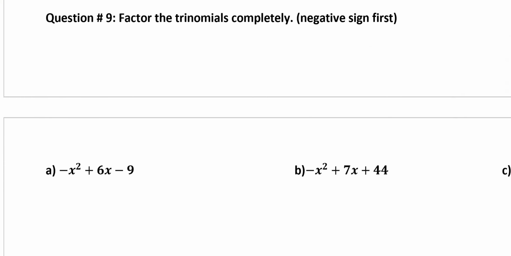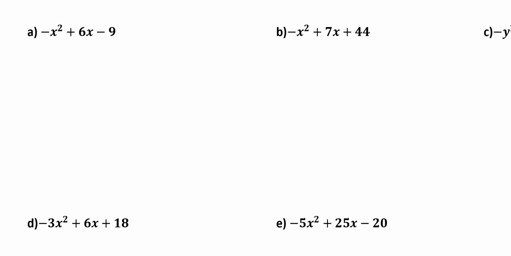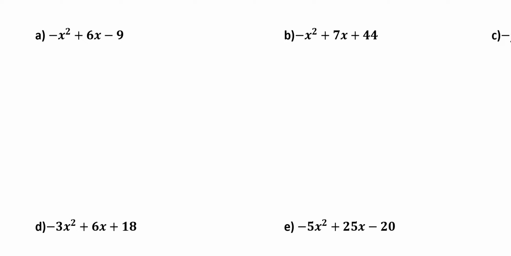Okay, for question number 9, I will continue to factor trinomials, but for these problems, I need to factor out the negative sign first. Let's take a look at a few of these problems here. I'll notice that there's a minus sign at the very beginning. So if there's a minus sign at the front of your trinomial, go ahead and factor it out by pulling out a minus sign at the front. If you're pulling out a minus sign at the front, you're essentially dividing every single term by -1.